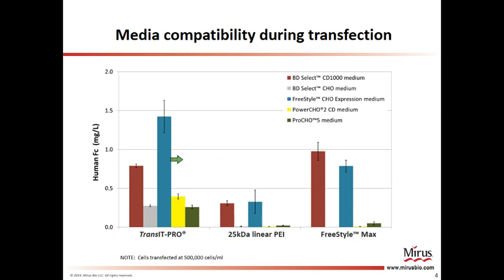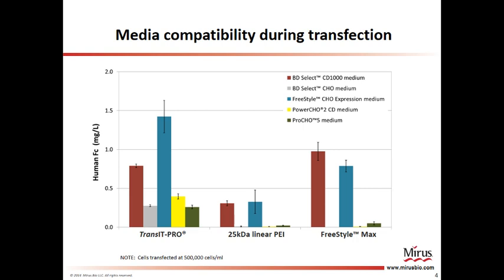So just to walk you through this a little bit in more detail, the best combination that we found was with the TransIT-Pro Transfection reagent and the Freestyle CHO expression media, with the BD Select CD1000 also supporting transfection pretty well with both the TransIT-Pro Transfection reagent and the Freestyle Max Transfection reagent. And also interestingly, with some of these other media formulations, we were able to get ample titers with the TransIT-Pro Transfection reagent, but it was barely above detection with either linear PEI or Freestyle Max. So this suggests that TransIT-Pro has better broad spectrum media compatibility, which can be advantageous when you're working with internal media formulations or medias that you are required to stay with.